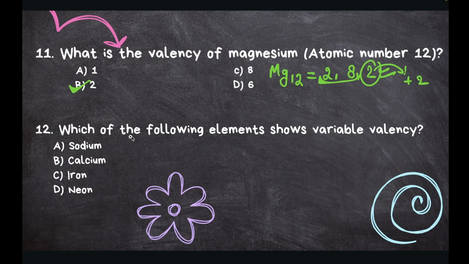Next question is, which of the following elements show variable valency? When an element shows more than one valency in different compounds, it is called variable valency. Some elements can lose different numbers of electrons depending on the chemical environment, like iron, copper, tin, lead. There are a few elements which show variable valency. Here the options are sodium, calcium, iron and neon. So the answer will be C, iron.